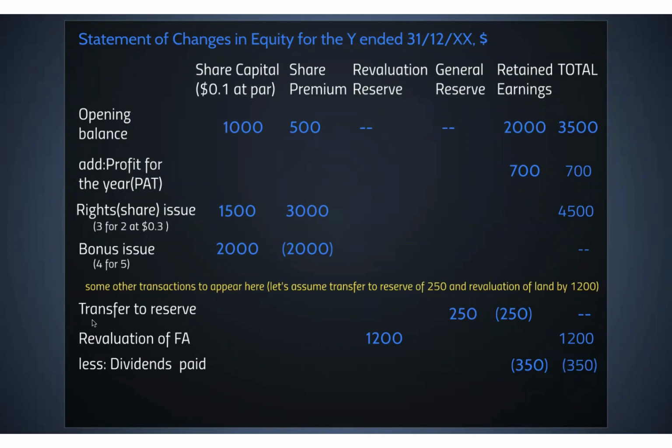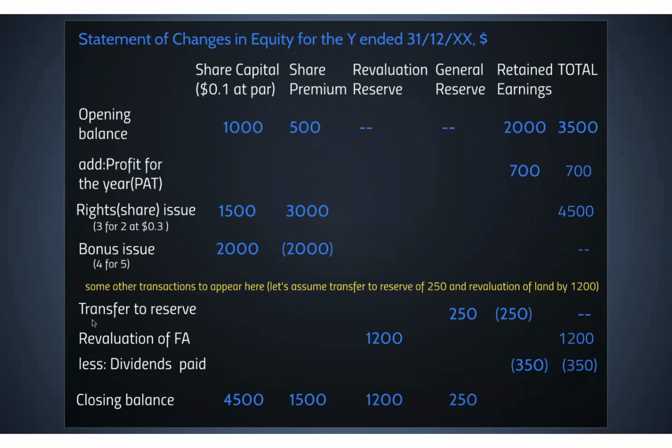So the final line, which would appear on the screen right now, would be the closing balance of equity and each and every reserve within equity. Share capital would be 1,000 plus 1,500 due to the rights issue and 2,000 due to the bonus issue. The closing balance for share capital would be 4,500. As for share premium, it increased by 3,000 but decreased subsequently by 2,000 due to the bonus issue. That is why the total share premium at the end would be 1,500. Revaluation reserve appeared to be 1,200.